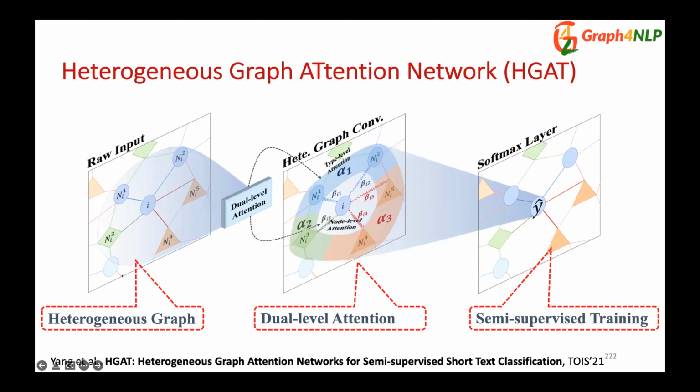The key design in this network is the dual-level attention. The first level is the so-called type attention. Because you have different types of neighbors, each type can have different importance. The second level is the node-level attention. For the same type of entities, you also have different attention weights to aggregate the information from specific entities. In this way, we have dual-level attention, and then it can perform semi-supervised training based on this structure.